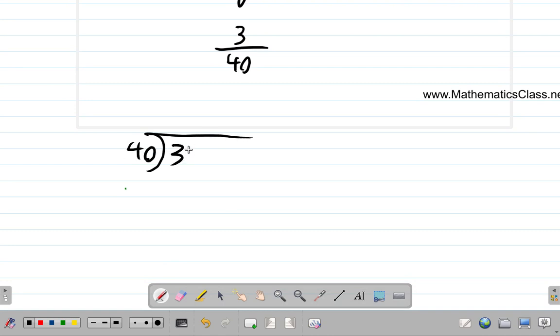40 into 3. You can't. You put 0 point. 0 times 40 are 0. 3 minus 0 are 3. Multiply 3 by 10, you get 30, right? 40 into 30. You still can't. You have a 0. 0 times 40 are 0. 30 minus 0 are 30. Multiply 30 by 10, you get 300.